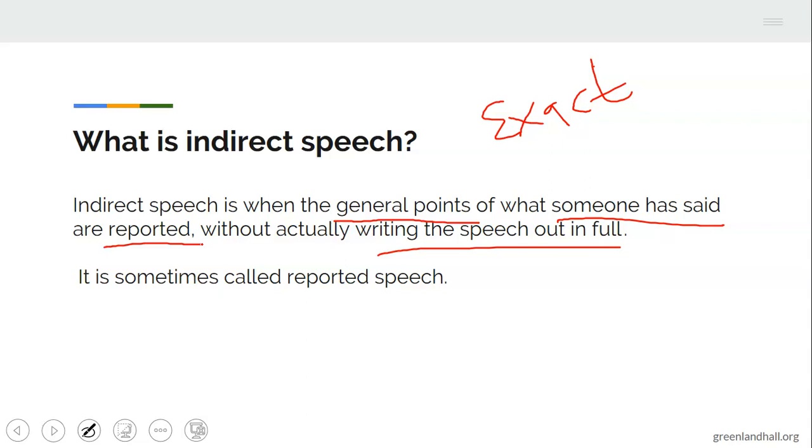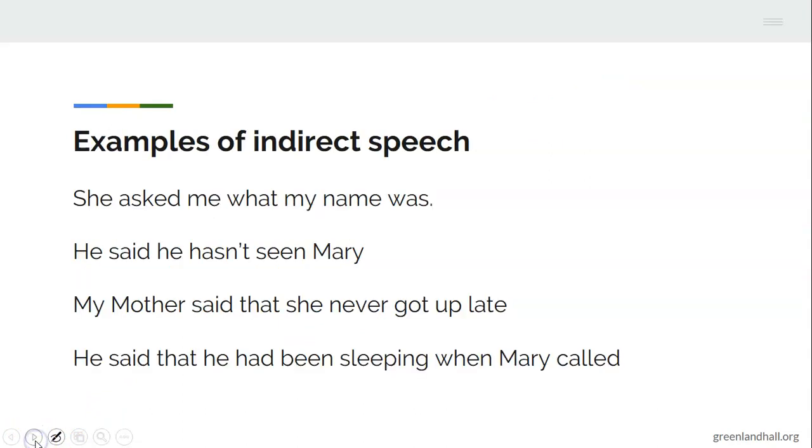All right. So what is it all about? Indirect speech is when the general point of what someone has said is reported without actually writing the speech out in full. We're going to consider some examples here. We can also call them reported speech because you are reporting what someone has said. Let's consider some examples of indirect speech.